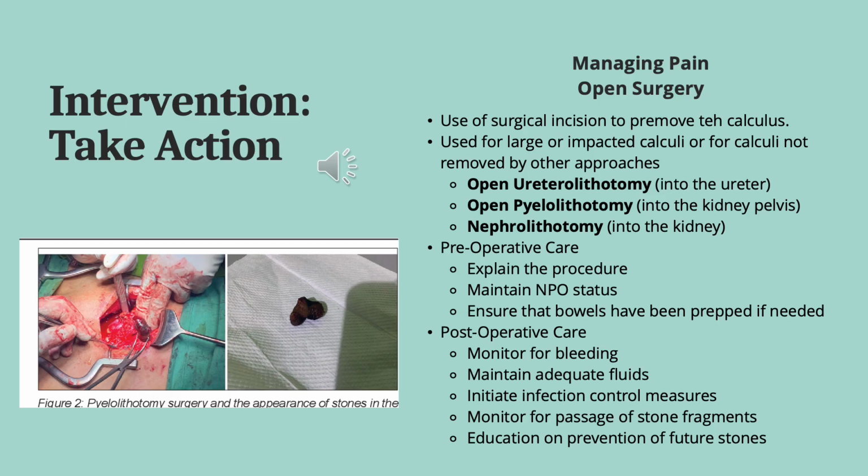So now let's go over open surgical procedures for kidney stones. So an open surgery is typically going to be reserved for large or impacted calculi that can't be removed through other less invasive approaches. So there are three primary types of open procedures. We have a ureterolithotomy, which involves entering the ureter, a pyelolithotomy, which targets the kidney pelvis, and a nephrolithotomy, which involves accessing the kidney itself.